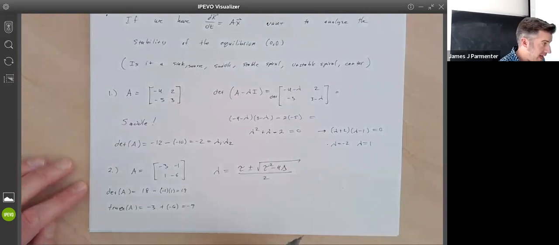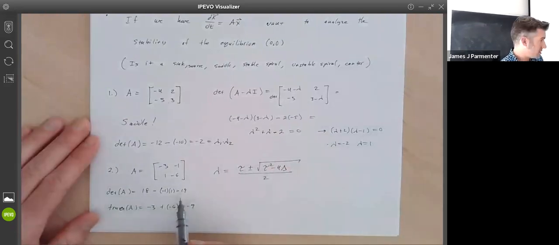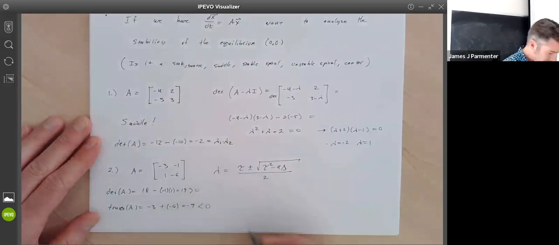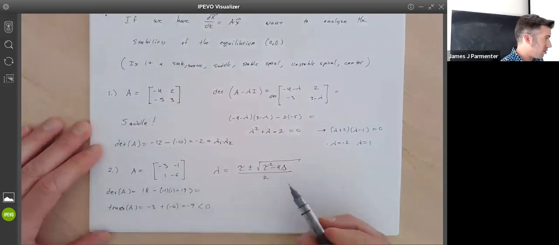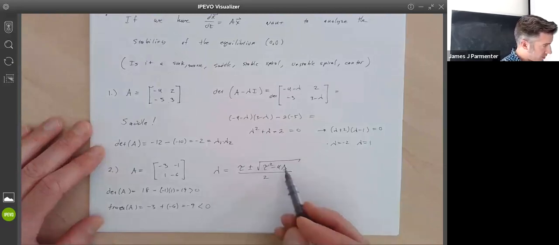So I already know it's stable. I know it's not a saddle. I mean, you could have said, James, of course we know it's not a saddle, you just said it was stable. But the determinant is positive, so it's not a saddle. The trace is negative, so we know it's stable. And then to determine whether it's a spiral or a node, we just have to look at this discriminant here. Is that part going to be positive or negative?